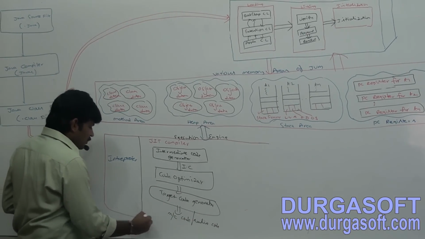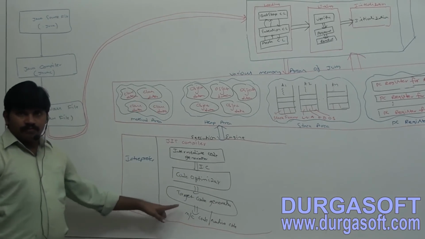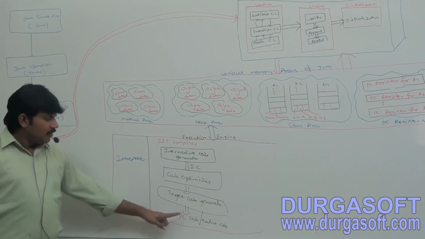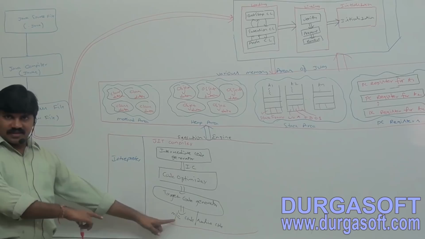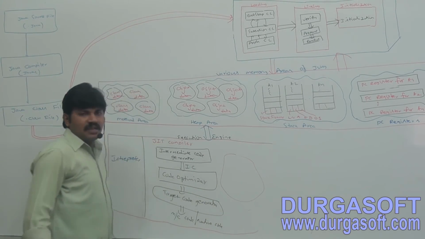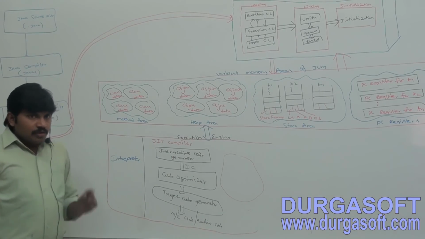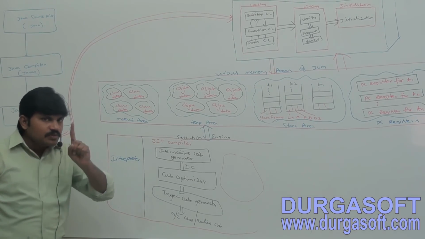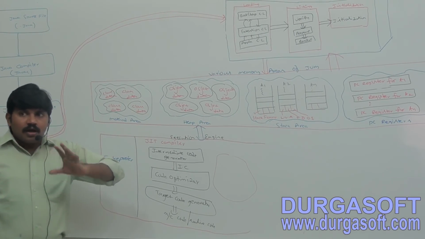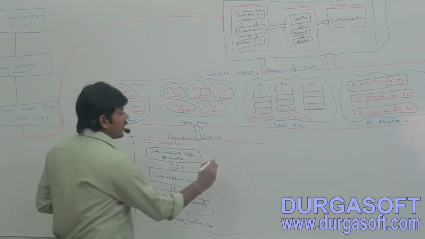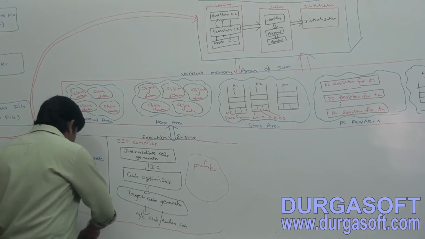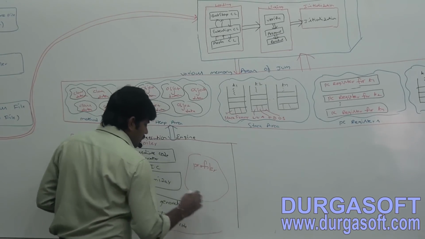Are you getting this part? I hope so, right? Now listen. In the JIT compiler there is one special component responsible for hotspots. Who is that component? The profiler is the component. So this is the JIT compiler, right?